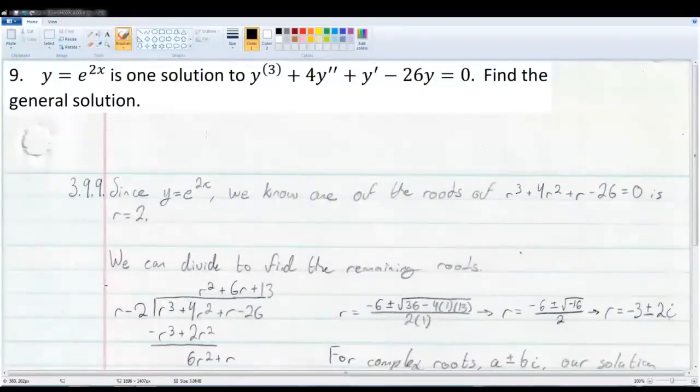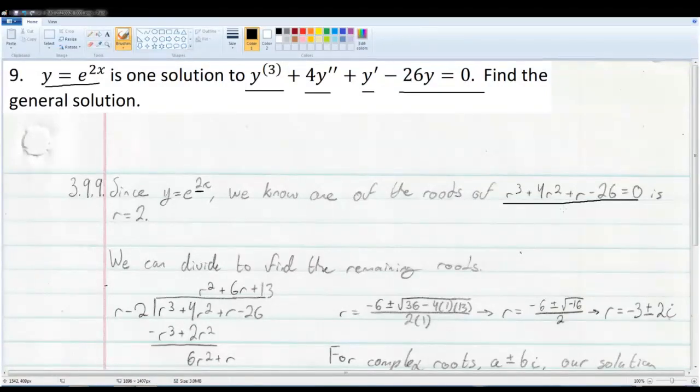So my question is somewhat the same as the other ones, but a bit more interesting. We are given one of these solutions, and we are asked to find the general solution. So y triple prime plus 4y double prime plus y prime minus 26y equals 0. And that's our differential equation. Since we're given y equals e to the 2x, we know that one of the roots must be r equals 2.